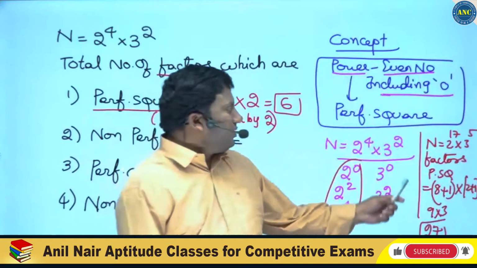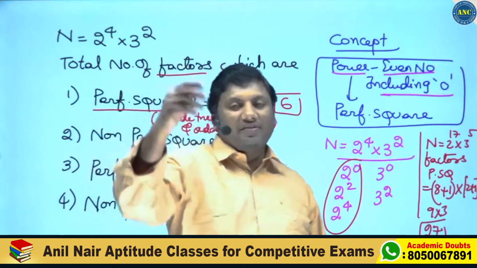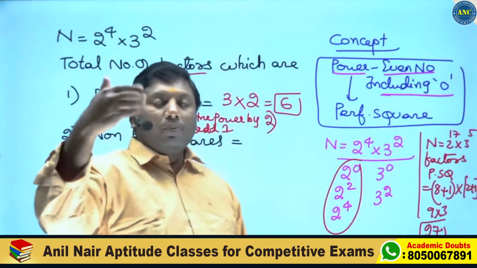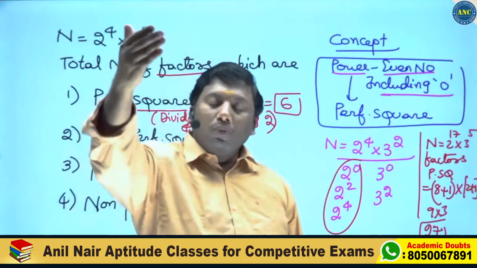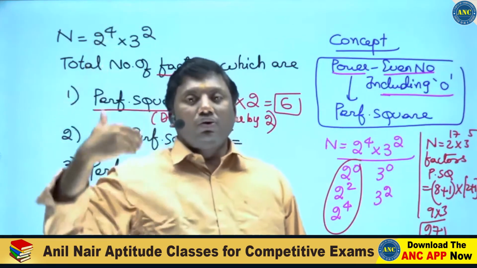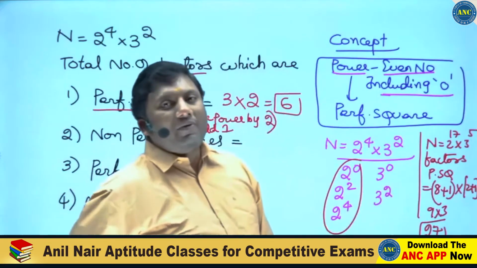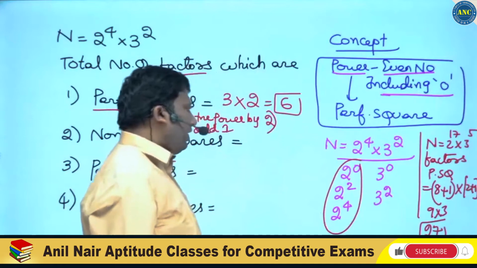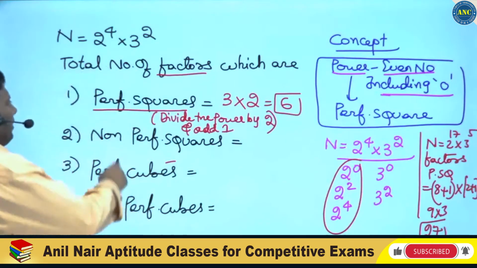This example is important. Why did I take only 8? In 2 power 17, what are the cases? 2 power 2, 2 power 4, 2 power 6, up to 2 power 16. 2 1s are 2, 2 8s are 16. 8 cases, why am I adding 1? 2 power 0. 1 is a factor for any number. Divide the power by 2 and add 1.